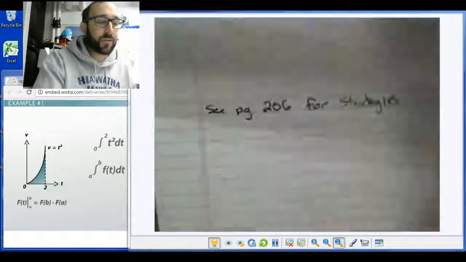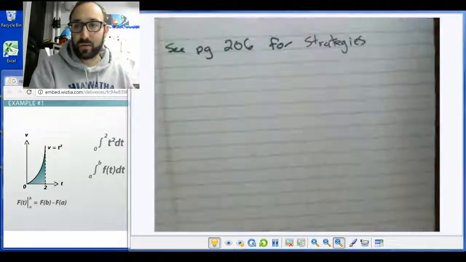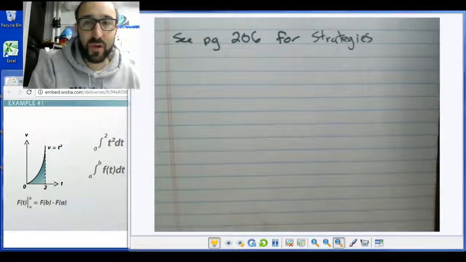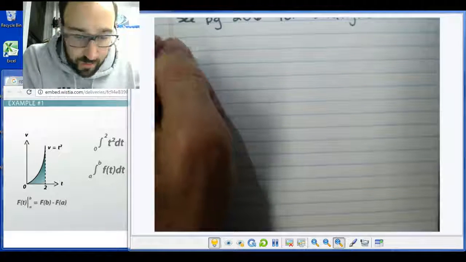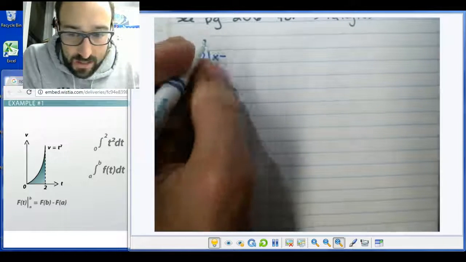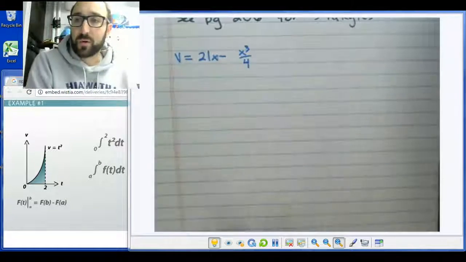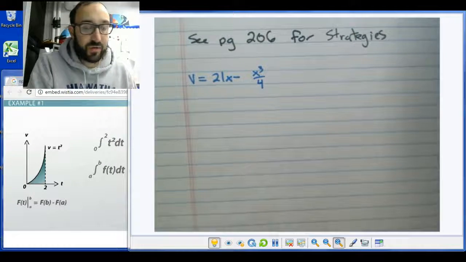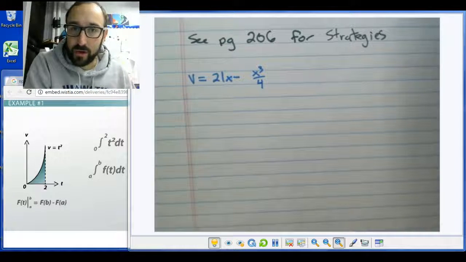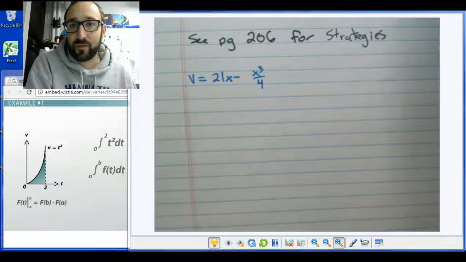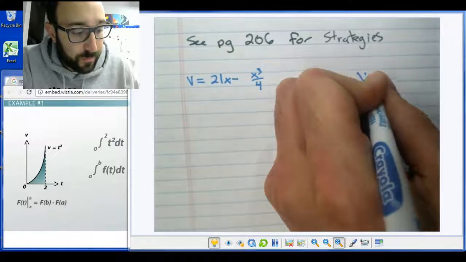All right. So what we are going to do next is go through this, and you can see page 206 for strategies in a little bit, but let's finish this one first. So we had volume equals 21x minus x cubed over 4. When we're trying to do optimization, really what we're trying to do is find the max or min. How do we find that? We've done that before with the first derivative test, the second derivative test, all that stuff we've been doing in Chapter 3. We're trying to find the max volume.